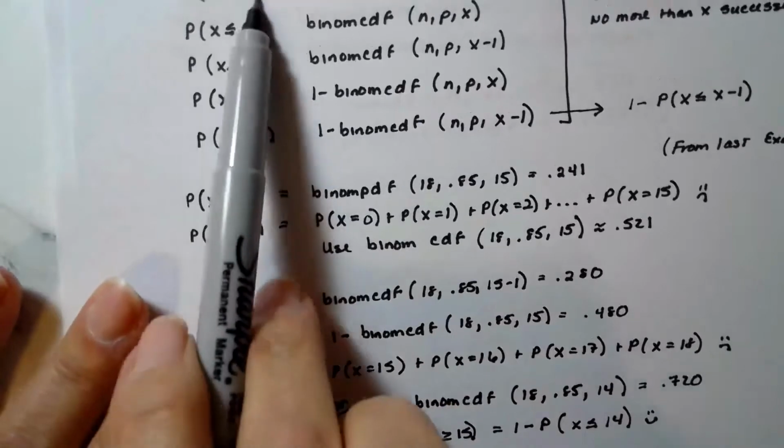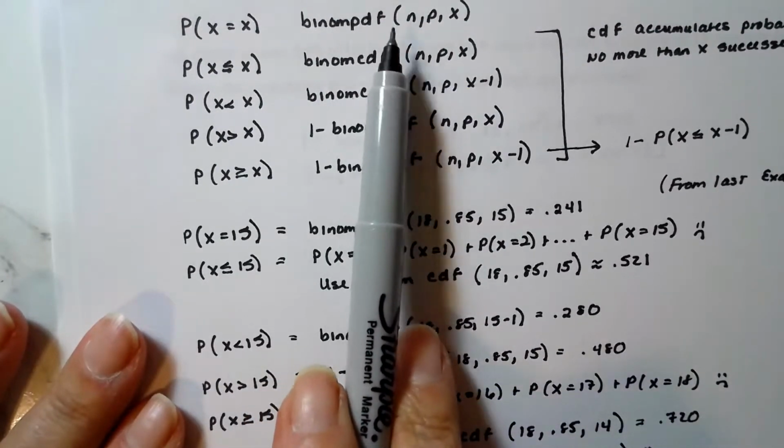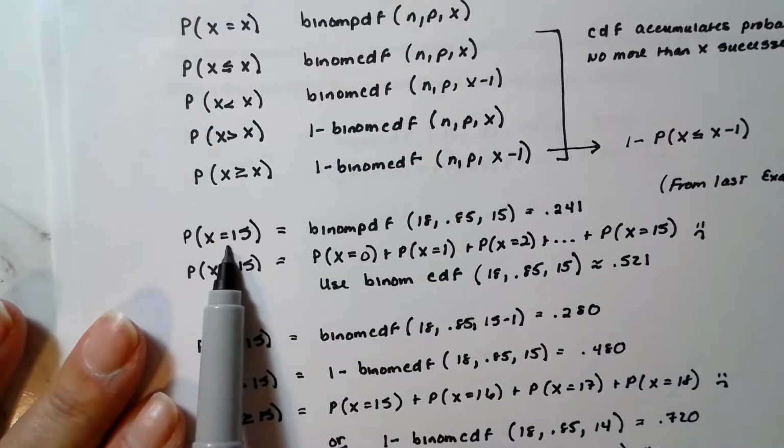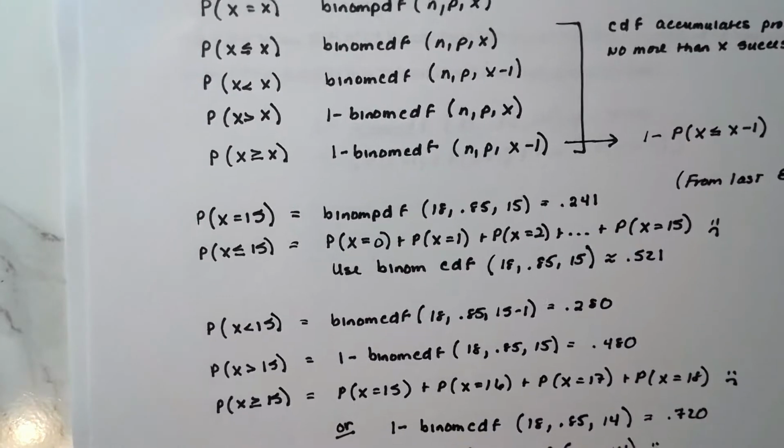So I just wanted to go over that. Know these different functions in the calculator, and the only time you're going to use the PDF is when X equals, or they want some exact probability. Okay.